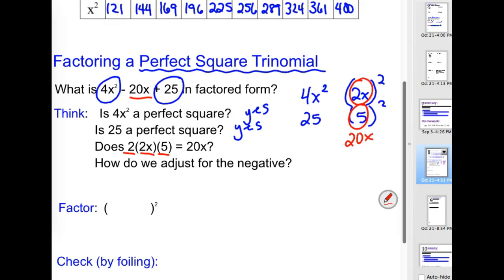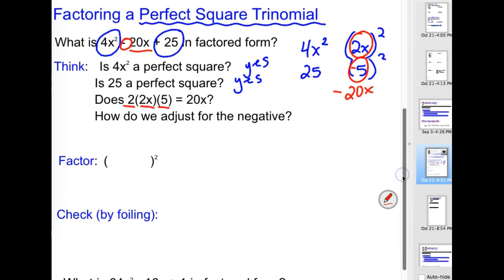Now we can account for that negative or adjust for it simply by thinking of this as a negative 5. Because negative 5 squared is still 25, but now when I do the product, I would get the negative here. So what we're looking at is what's called a perfect square trinomial. And the reason it's one of our special cases is that it factors into two identical factors.